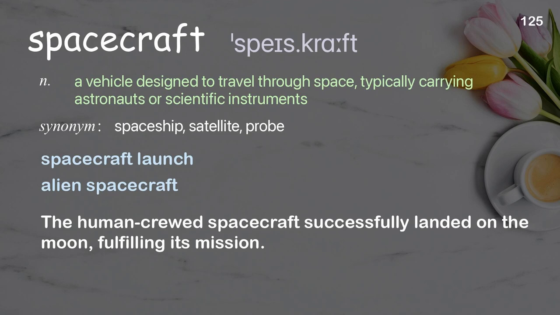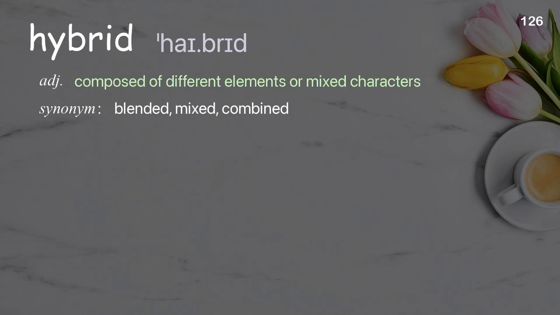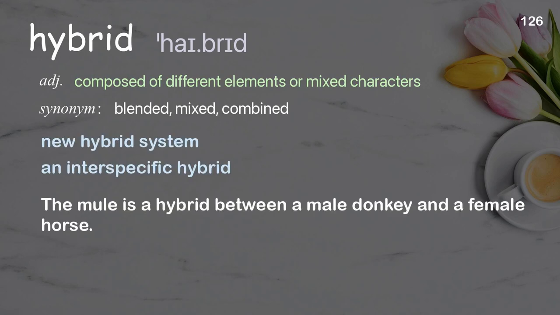Hybrid. Composed of different elements or mixed characters. Examples: new hybrid system, an interspecific hybrid. The mule is a hybrid between a male donkey and a female horse.